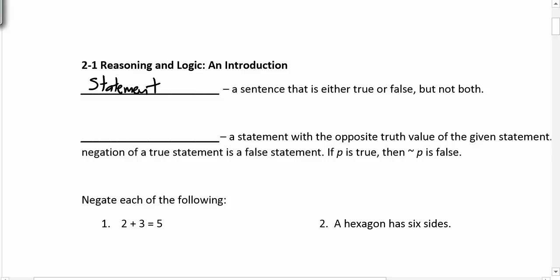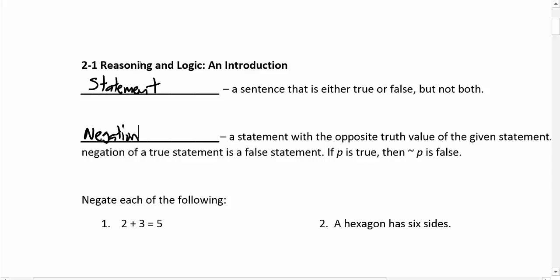A statement with the opposite truth value of the given statement is called a negation. The negation of a true statement is a false statement. If P is true, then not P is false. We call this a negation. Okay, so in logic, we make a sentence. We say something, and logically, that sentence is either true or false. It can't ever be both. And sometimes it's necessary to look at the opposite of that particular sentence, and so we call that a negation.